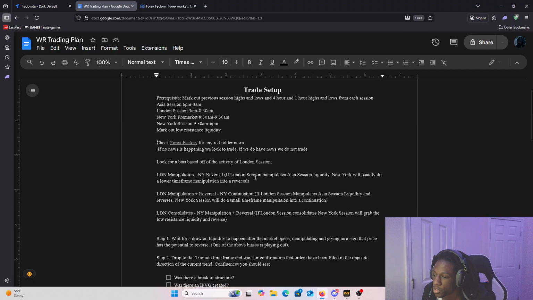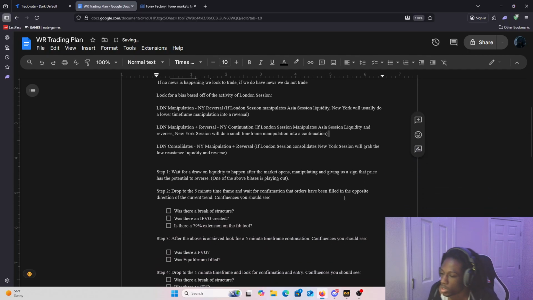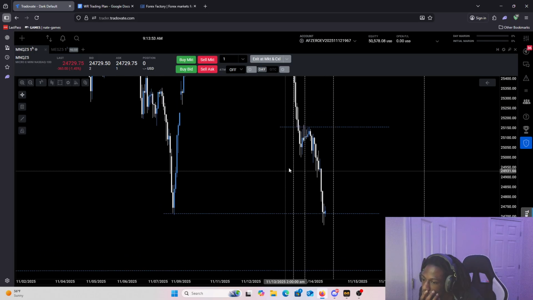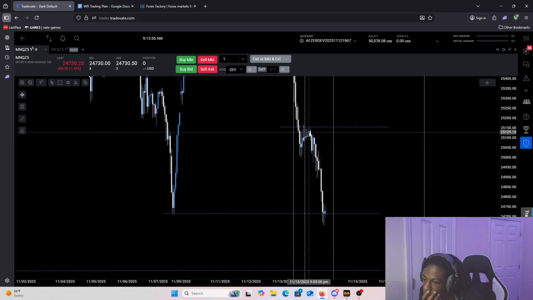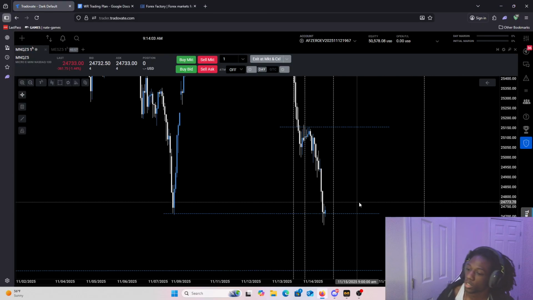Manipulation, New York reverse. If London session manipulates Asia session liquidity, New York will usually reverse on a lower time frame. Yeah, so what we see, London session manipulated Asia session and then reverses. So New York continuation. So we're looking for a continuation.